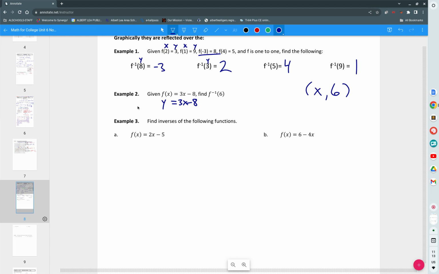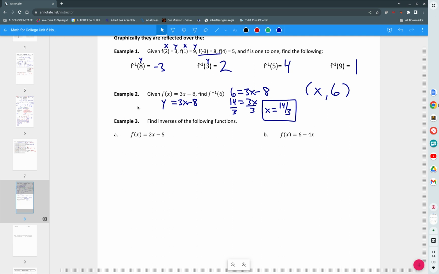Anybody guess what we do to come up with the x value? Plug in 6 for y. So we get 6 is equal to 3x minus 8. Now what? Add the 8. And I get 14 is equal to 3x. Divide by 3, and I get x is 14/3. Not too bad, right?